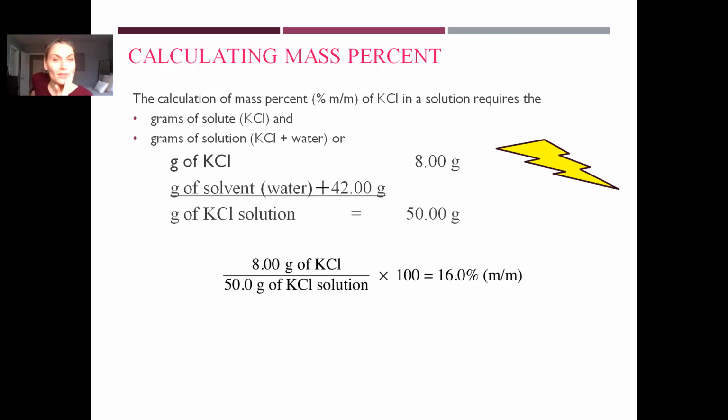So if we were trying to calculate mass percent of this KCl, potassium chloride, in a solution, it requires the grams of the solute and the grams of the solution. So we look at the grams of KCl, and the grams of the solvent, and then we can just total up our number together. So what they did here is they told you that you had 8 grams of KCl, the potassium chloride, our solute, and then they told us that we had 42 grams of water. That's our solvent. So now we can calculate our mass percent.